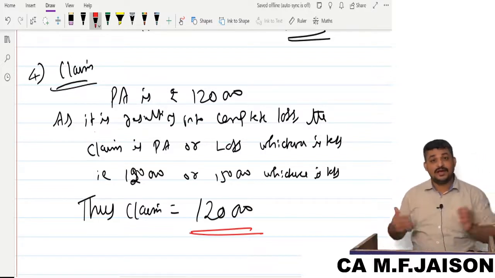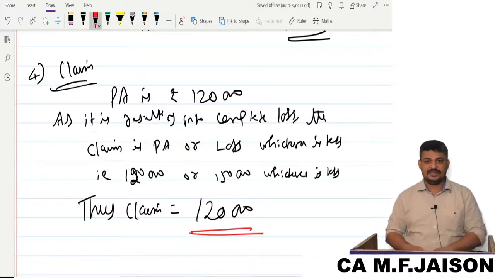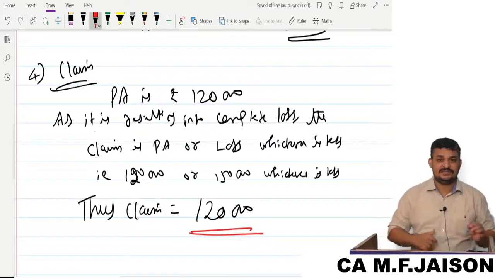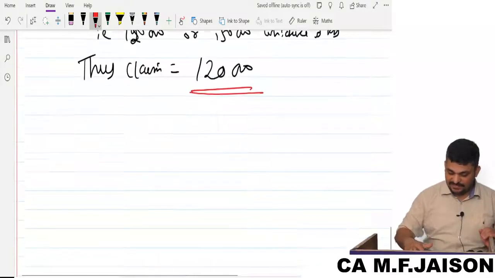But before we go to the last question, we have some conceptual discussion there. What we are discussing is considering the effect of price level changes.